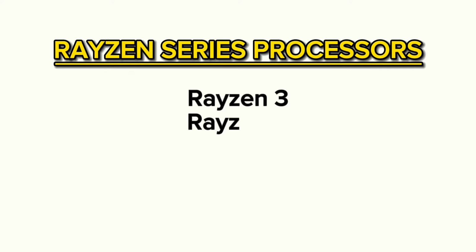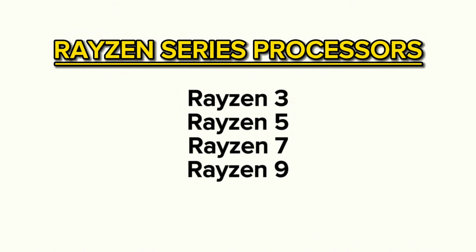While for the AMD, it has the Ryzen series processor, which are the Ryzen 3, Ryzen 5, Ryzen 7, and Ryzen 9 processors. When you see a laptop with the i series processor, know that it's from Intel. And if you see a laptop with the Ryzen processor, know that it's from AMD.